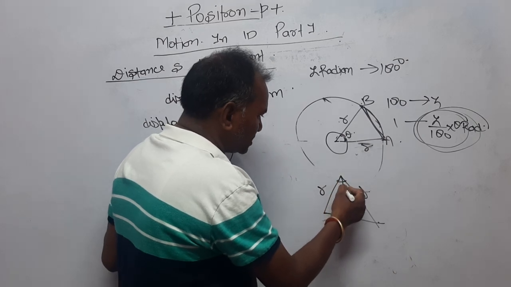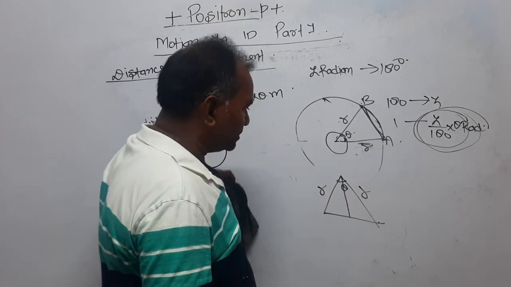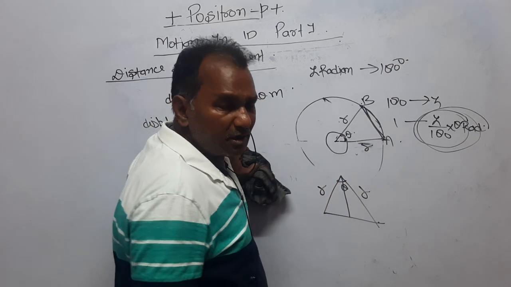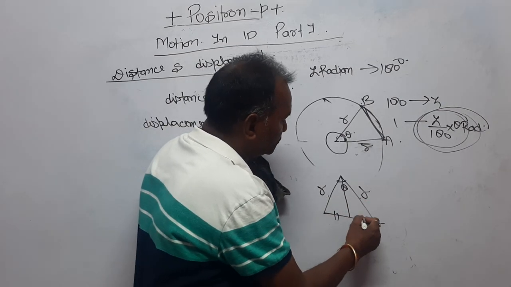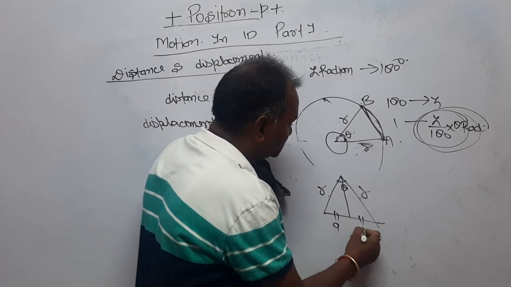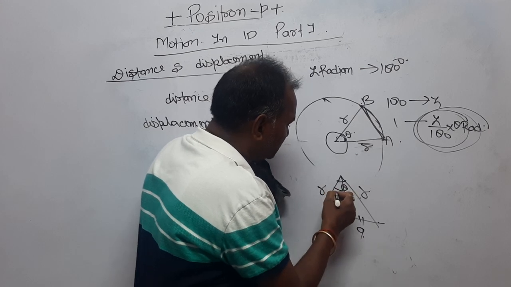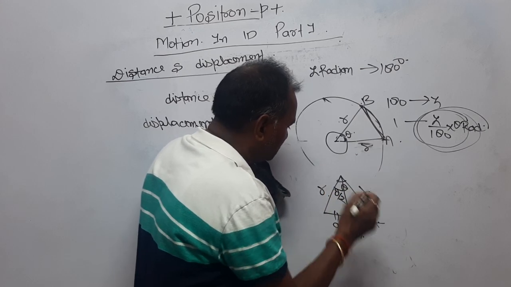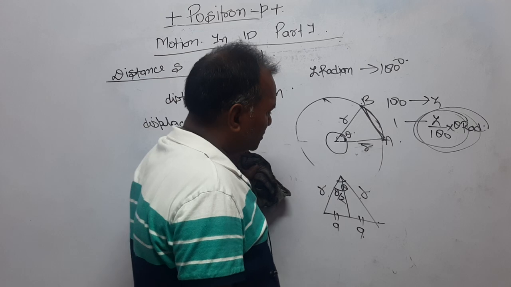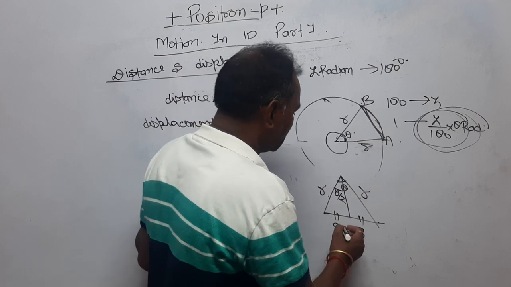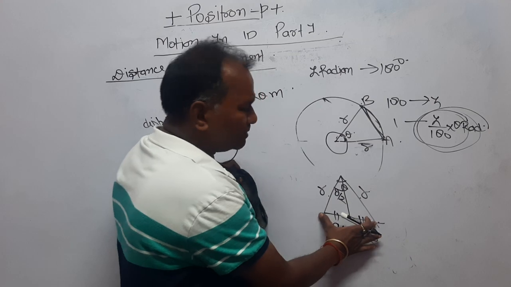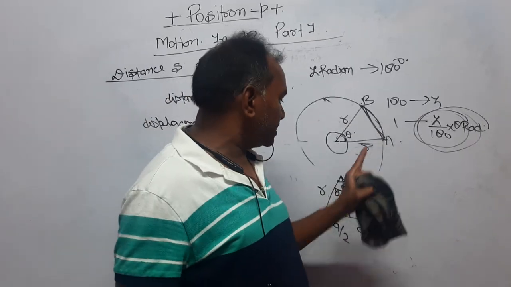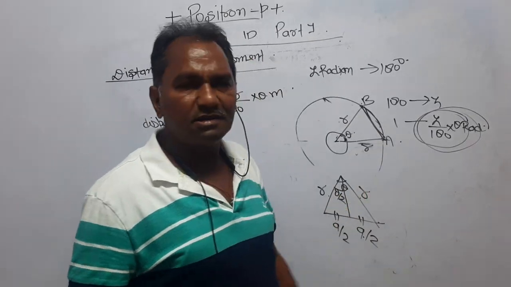I am trying to make a simple trick. Draw a perpendicular. It is an isosceles triangle, so it will divide into two parts. Let this angle be theta, and this angle will also be theta by 2. Now what do you have to find out? Let it be A by 2. This complete displacement AB, let it be A, so it is A by 2 and A by 2.